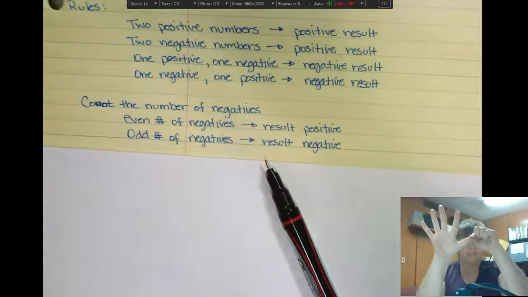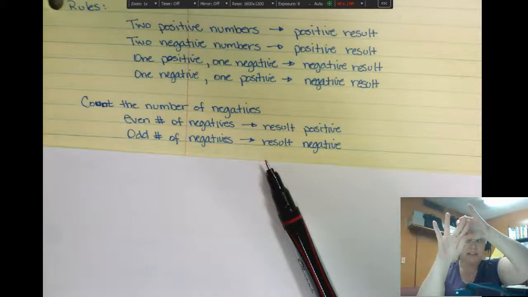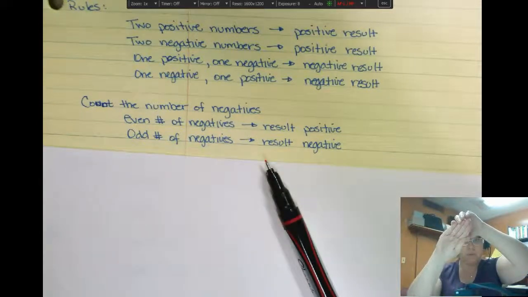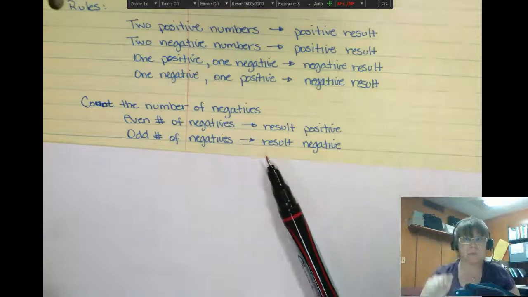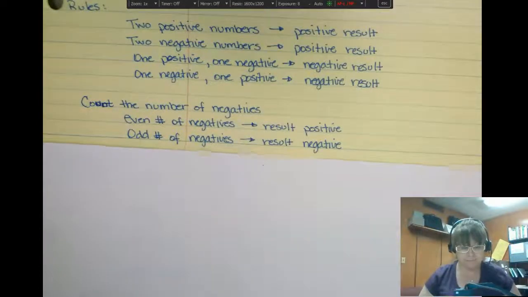So we have negative 2 times negative 2 gives us positive 4. Times negative 2 gives us negative 8. Times negative 2 gives us positive 16. Times negative 2 gives us negative 32. The result will be negative. So if we have an odd number of negatives, our result will be negative.